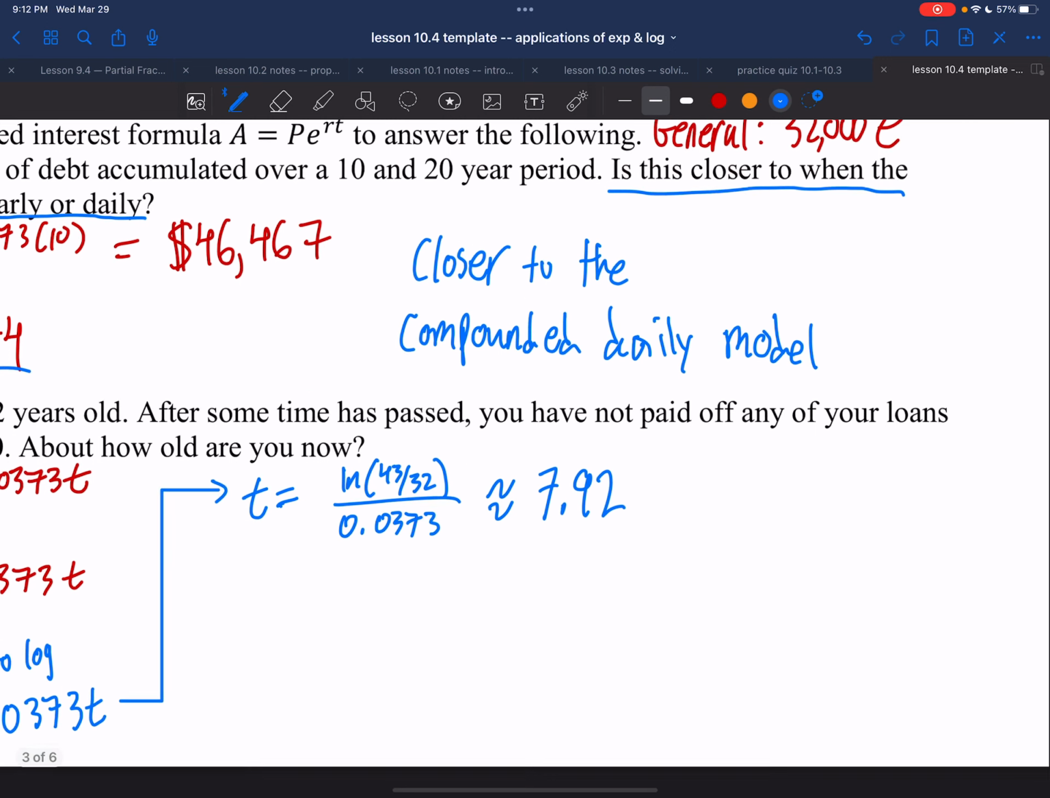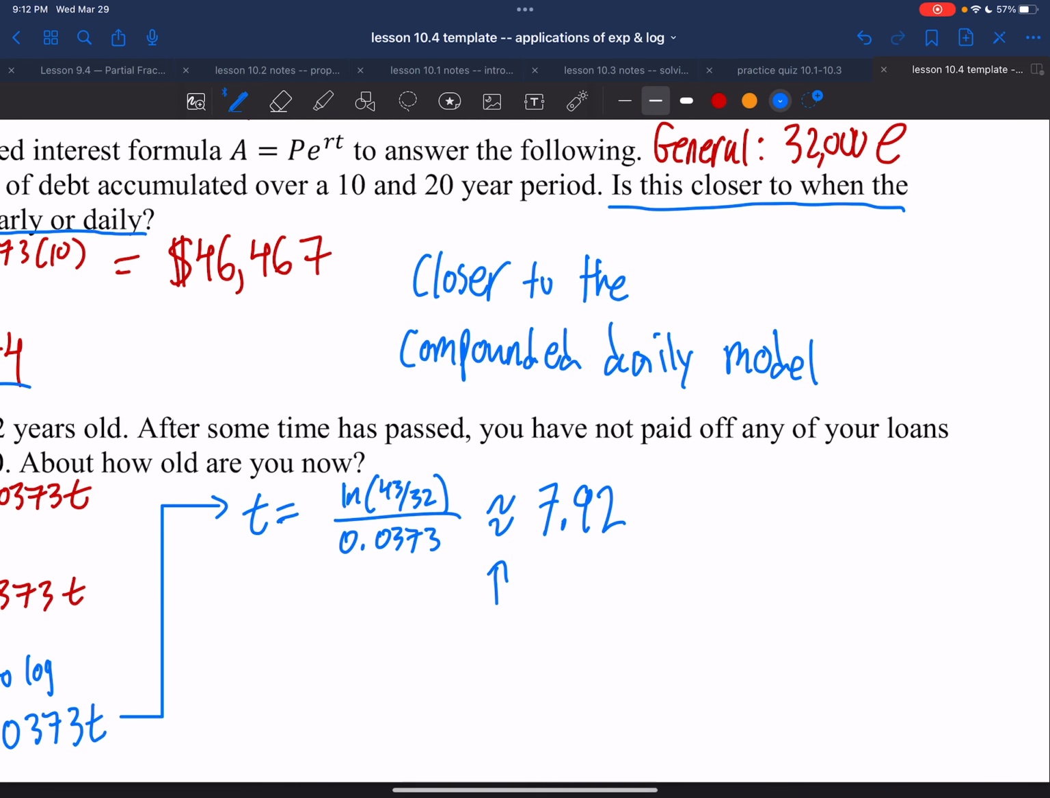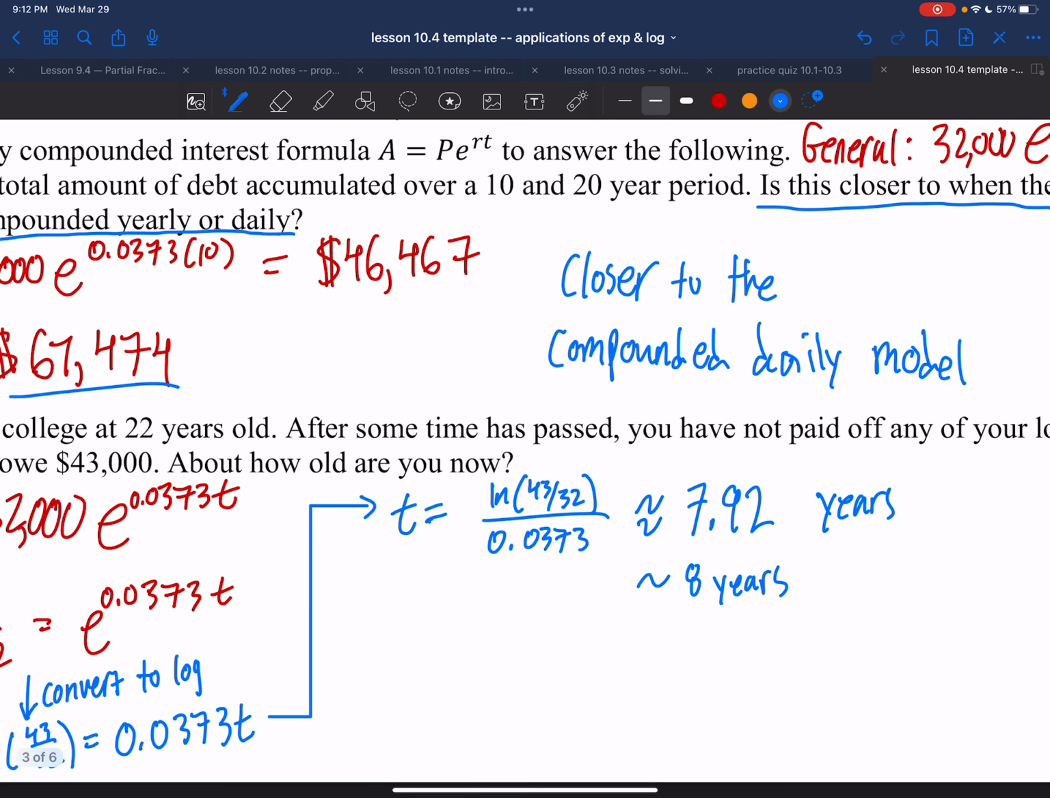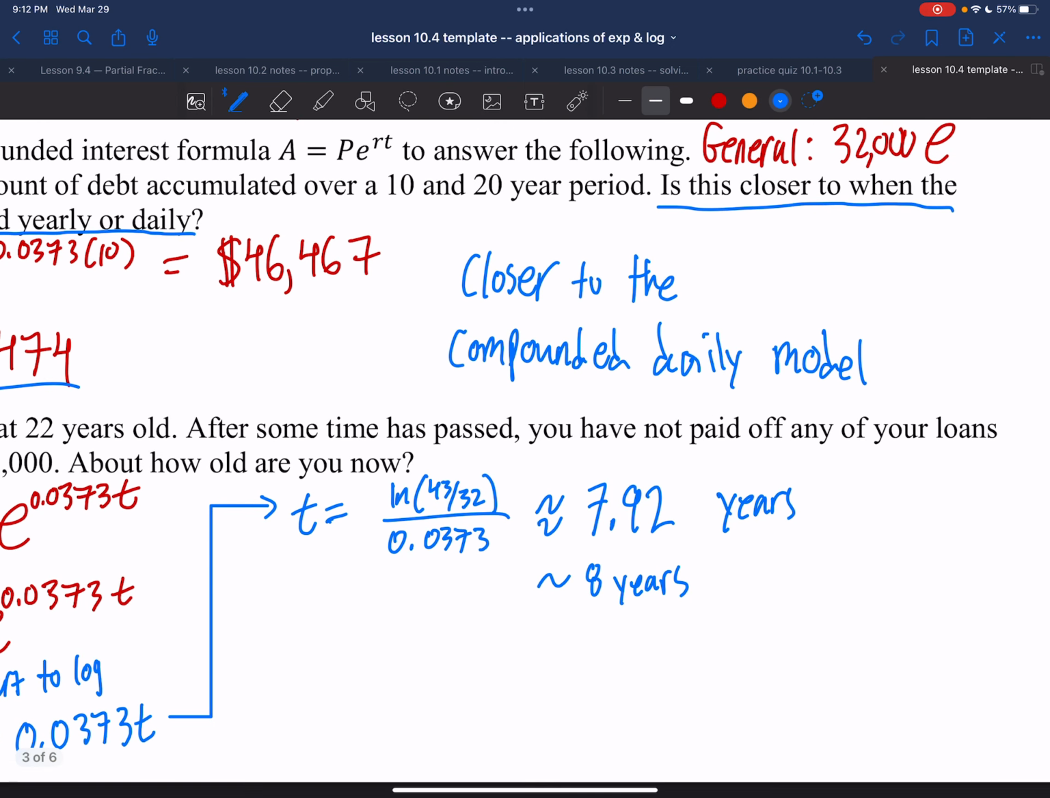7.92. By the way, you see how I use that symbol? That means approximately, not exactly. Equals is exactly. So this is 7.92 years, which if you want to round, it's about 8 years, right? If you want to round to the nearest whole year. So you will be 22 plus 8 is 30 years old. That's how old you'll be.